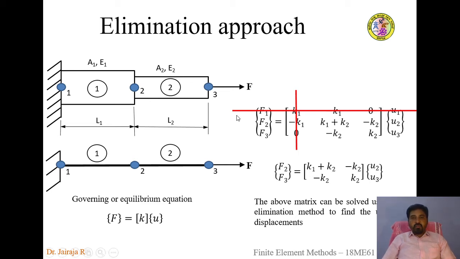Now instead of node 1 being fixed, if I fix node 3 and apply the load at node 1, then according to the elimination approach I need to omit the entire row 3 and column 3, and the remaining matrix is F1, F2 equal to K1, minus K1, minus K1, K1 plus K2 times U1, U2. Again we need to apply Gauss elimination to find U1, U2. This is the elimination approach. It is useful when hand calculations are made; if computers are used, the coding becomes too lengthy.